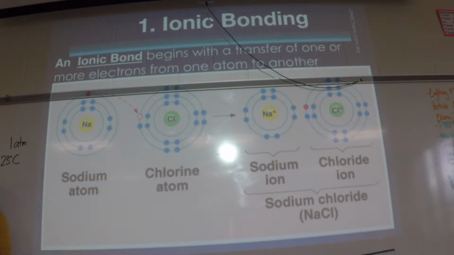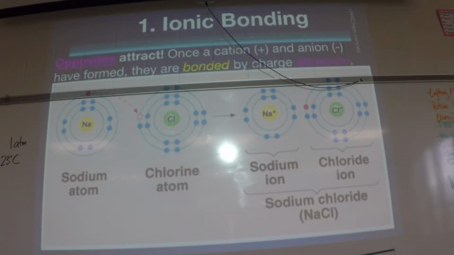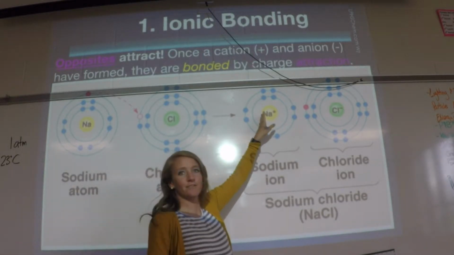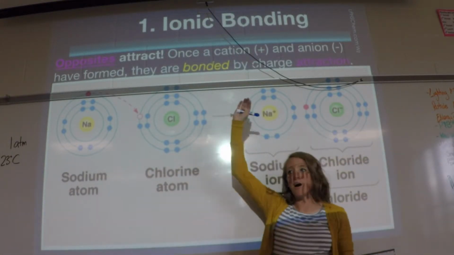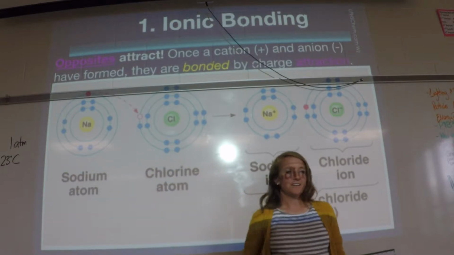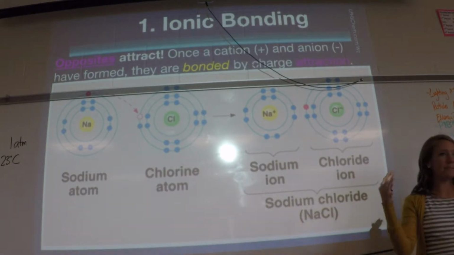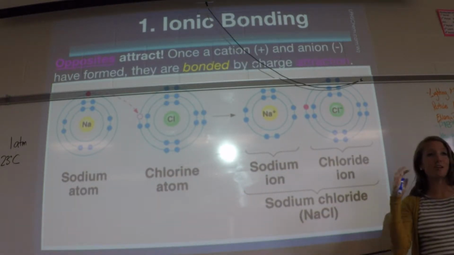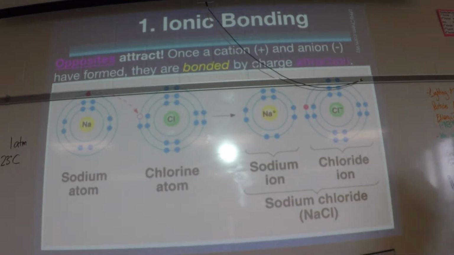Now why do they even stay bonded though? Why doesn't sodium just give its electron away and then peace out? What keeps the atoms together? Austin? Because they have different charges and they connect to each other. Yeah, when sodium gives its electron away, it becomes positive, chlorine becomes negative, and opposites attract. So this is a relationship of opposites. The positive and negative are held together by that attractive force.